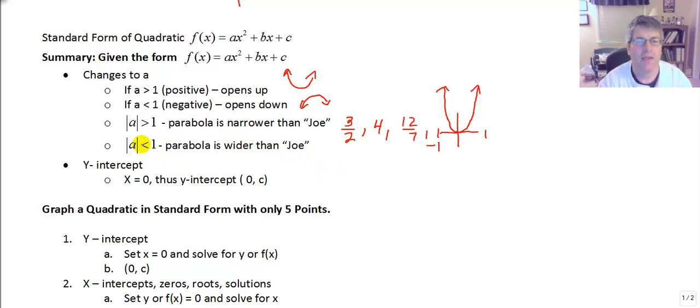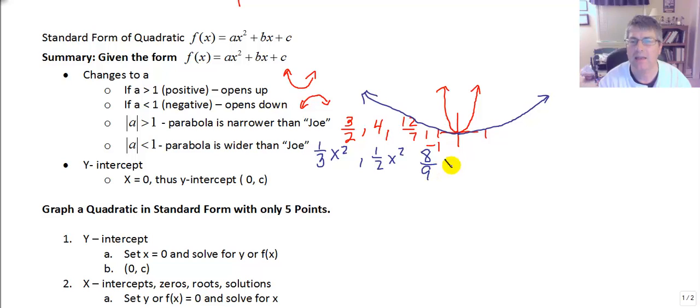Whereas if the absolute value of a is less than 1, we'll have a wider parabola. It means it's going to go up quite a bit slower. So it might be fatter and much more flat. So if we have things like 1/3 x squared, or 1/2 x squared, or any of those types of numbers, anything less than 1, even like 8/9 x squared, a is 8/9, a is 1/2. Even 8/9 is going to be just a little bit flatter than Joe parabola.